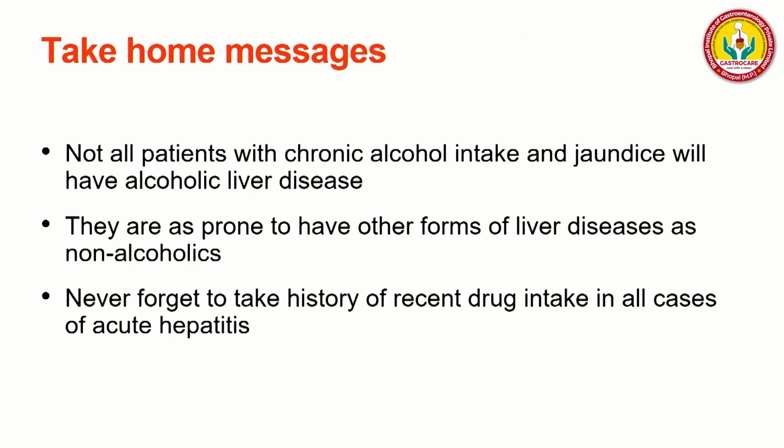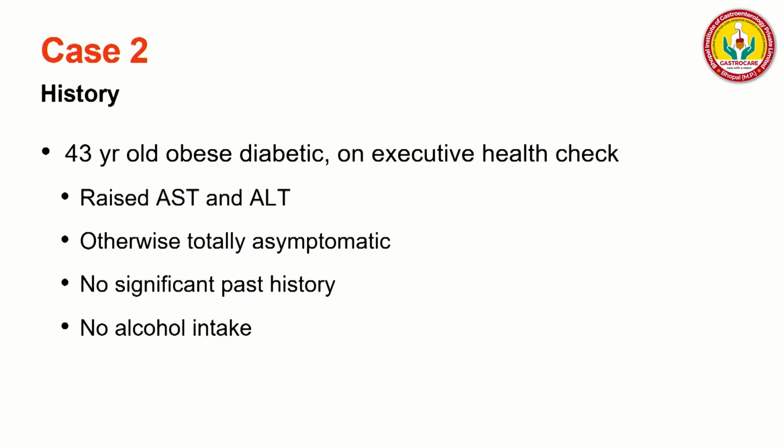So the first take-home message is, not all patients with chronic alcohol intake and jaundice have alcoholic liver disease. So kindly remember that just because the patient is taking 3 drinks a day does not mean that he has alcoholic hepatitis. You need to see other factors. Alcoholics are actually as prone or maybe more prone to have other liver diseases than a usual patient who has a normal liver. And drug history should be taken in all patients.